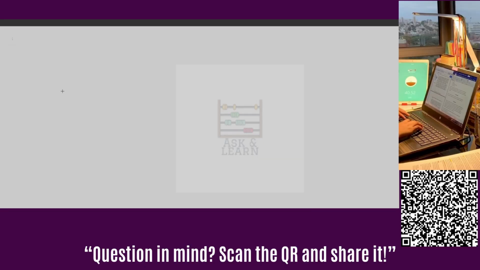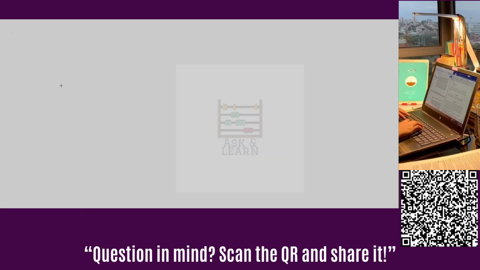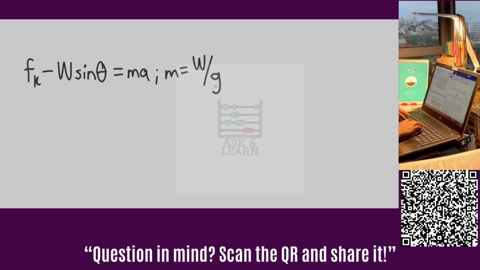So with figure 6.5 in mind, we can apply Newton's second law to the x-axis, where here we are replacing the static frictional force with the kinetic frictional force where it is appropriate. So the kinetic frictional force minus the weight sine of theta will be equaling the mass times the acceleration, where of course the mass is equaling the weight over gravity.